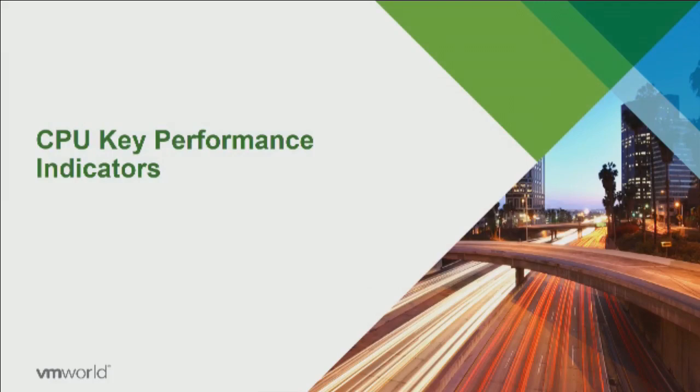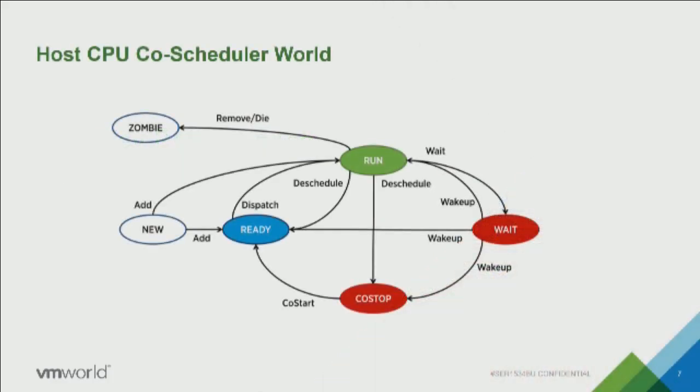So first up, CPU key performance indicators. How many of you have seen this before? Show of hands. All right, so you've looked at the CPU Scheduler 5.1 white paper for vSphere. That is the last time that we updated the CPU Scheduler documentation. I would recommend that all of you look at that in some capacity because it will help you understand CPU and VMware a good bit.